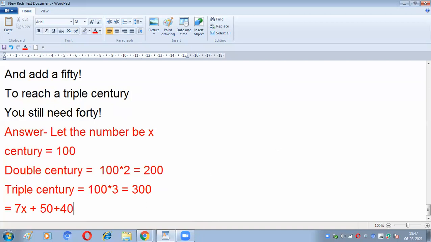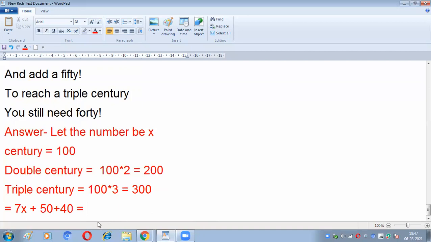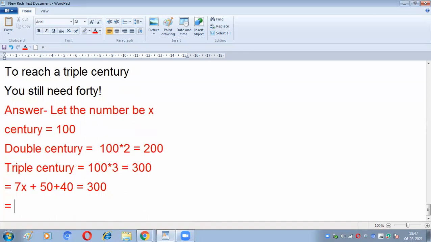Just simple, 40 I have added. And here is no more riddle now. So to reach up to triple century, you still need 40. That means we have added 40 here. So at last we have reached triple century. So see, I have simply written this equation: 7x plus 50 plus 40 is equal to 300, or triple century.